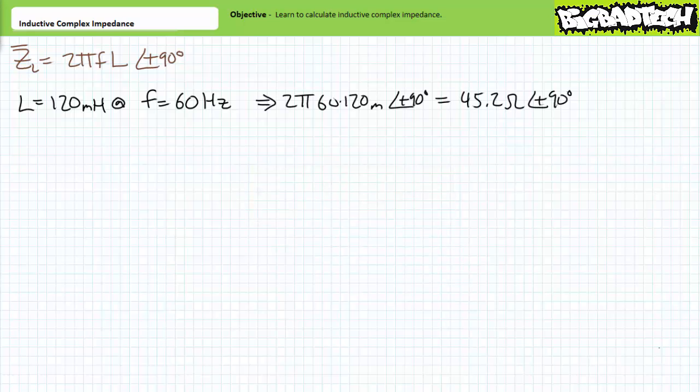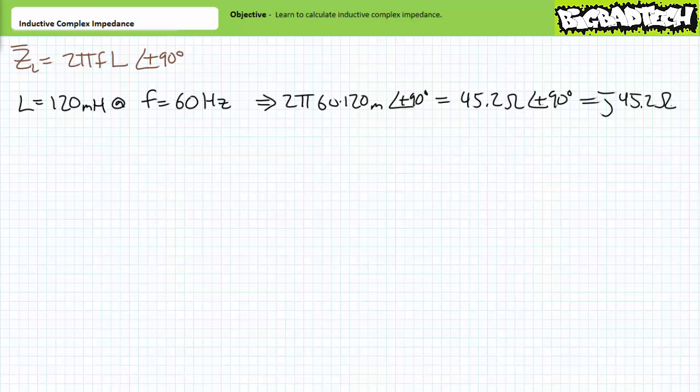When we substitute our given values into the complex impedance formula for inductors, we arrive at an impedance value of 45.2 ohms at an angle of positive 90 degrees. When calculating inductive impedance, don't worry about the angle at first. Just calculate the magnitude using the formula 2 pi FL and stick an angle of positive 90 degrees behind it and call it good.